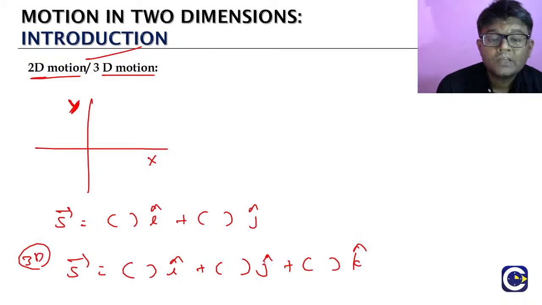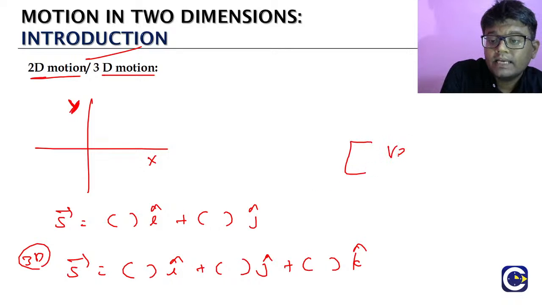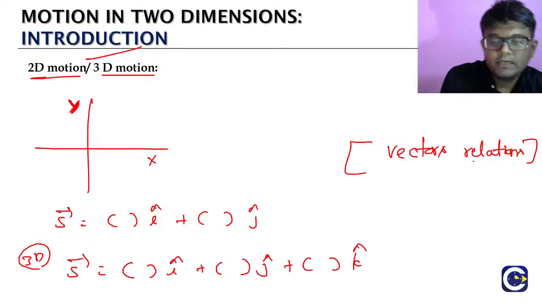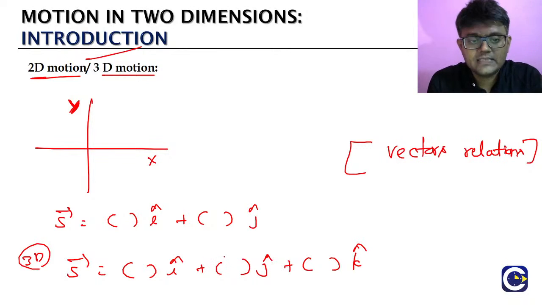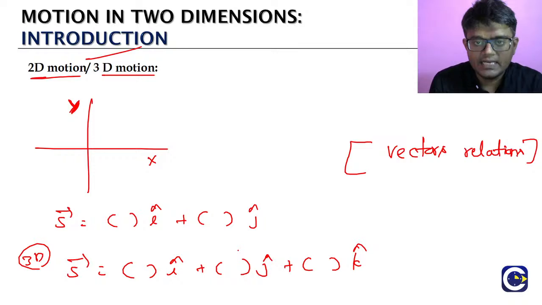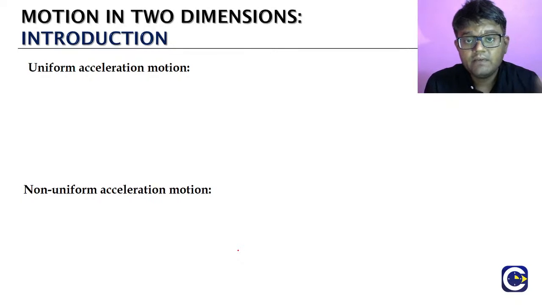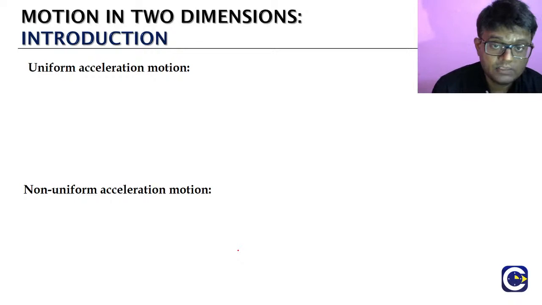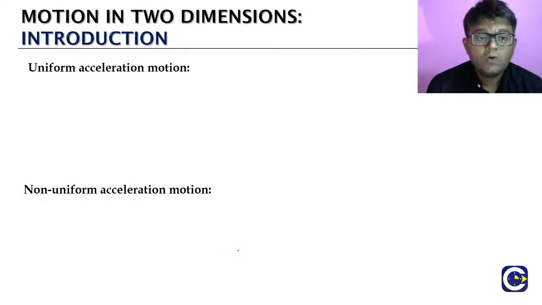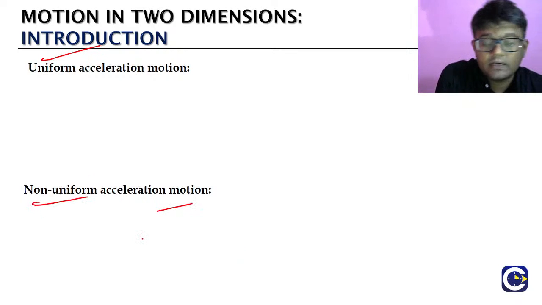Now the difference is that we will be talking not in terms of scalar relations but in terms of vector relations. So we are going to study 2D and 3D together when it comes to general motion. The difference is that there we have used scalar, number equations. Here we are going to use vector equations. Now again, like the way we did in 1D, where we have uniform acceleration motion and non-uniform acceleration motion, here also we can have uniform acceleration motion and non-uniform acceleration motion.